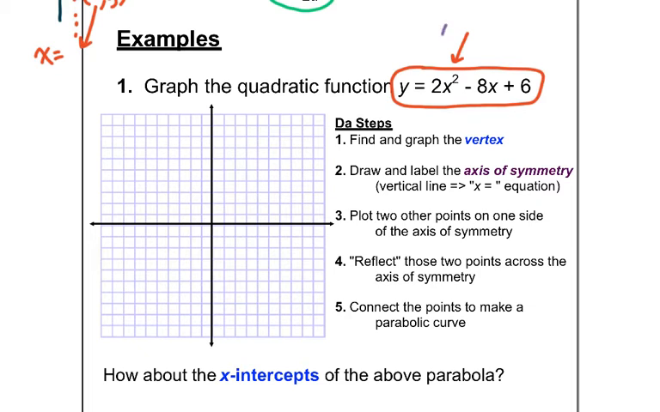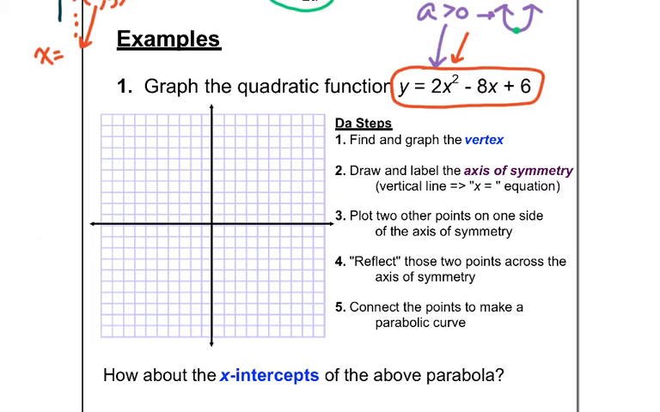Remember that we look at the a value here, and the a value is 2, which is greater than 0. So that means it's definitely going to open up. Great. And that also means that the vertex is going to be the lowest point, or the minimum. So let's actually find that vertex.